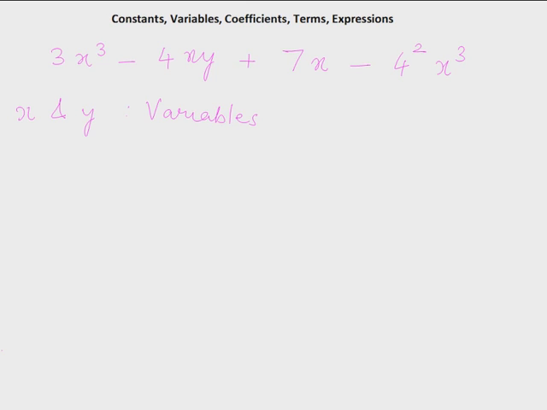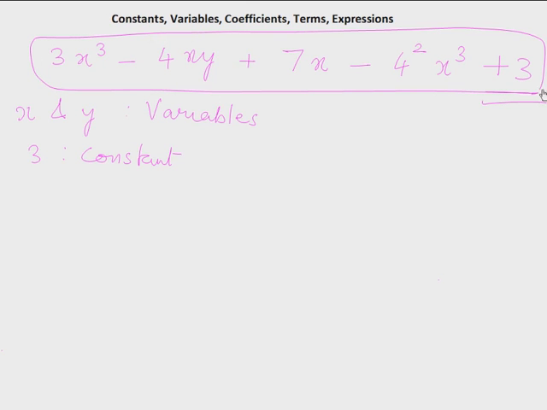Which are the constants? Well, the constants are those terms that do not have any variable in them. So in this case, just the 3. 3 is occurring alone. It does not have a variable in it. So 3 is a constant term. Well, before I say 3 is a constant term, I should tell you what terms are. So this entire expression consists of terms. So terms are separated by plus or minus.